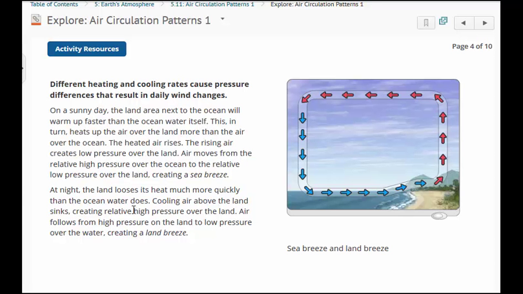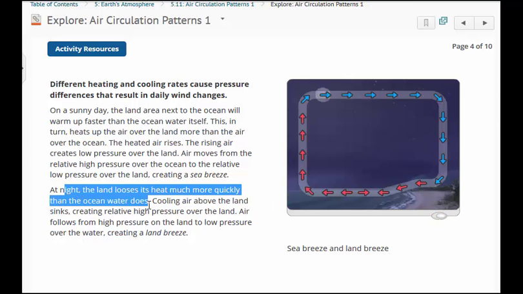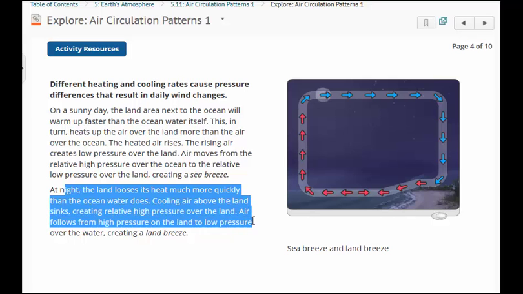Then we're looking at a land breeze. At night, land loses its heat much more quickly than the ocean water does. Cooling air above the land sinks, creating a relative high pressure over the land. Air flows from the high pressure on the land to the low pressure over the sea, creating a land breeze. So how do you remember which one is sea breeze and which one is land breeze?